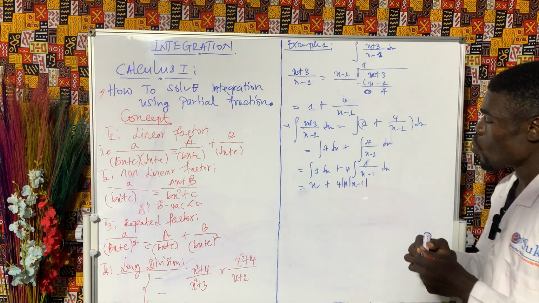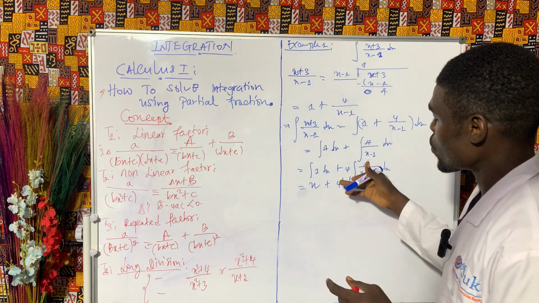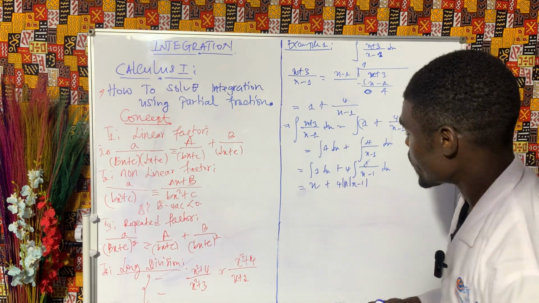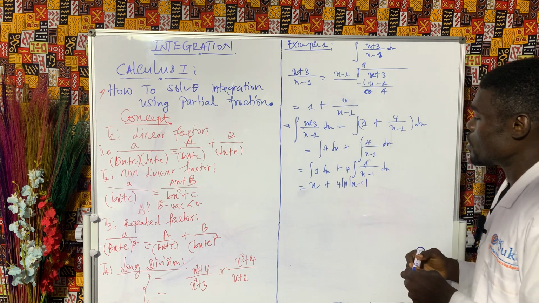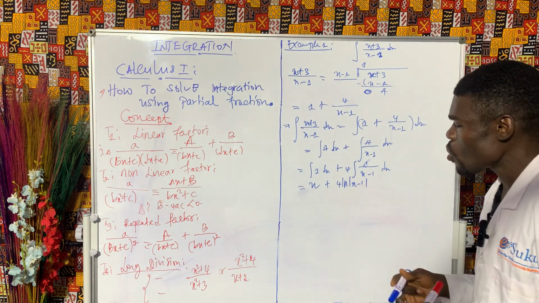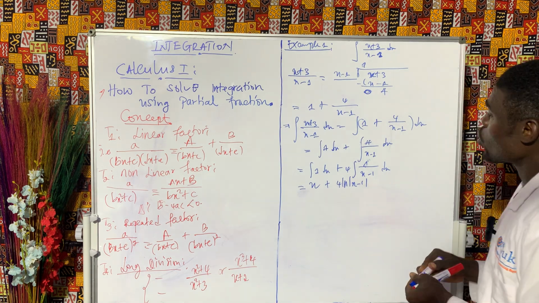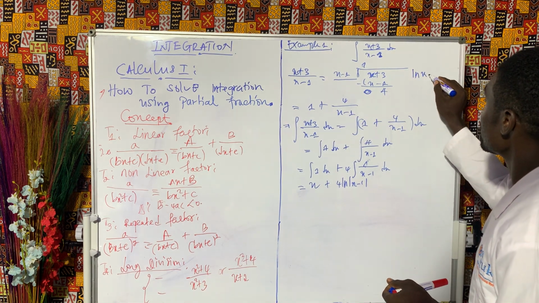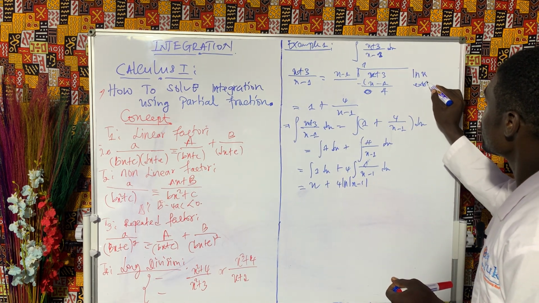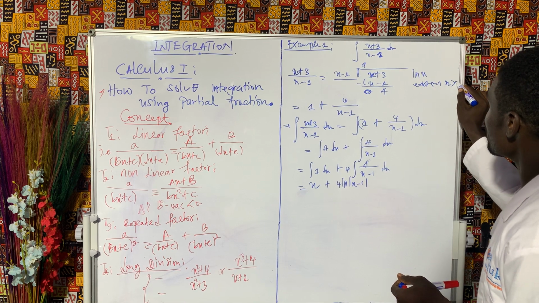As you can see, why the absolute value? Absolute value because of the condition of the ln property. Remember that the ln can take only positive real values, excluding 0. That is, ln x exists if and only if x is above 0.